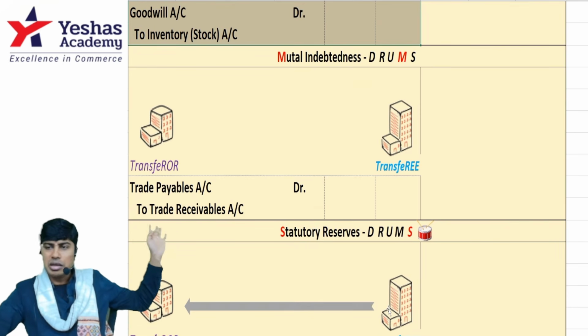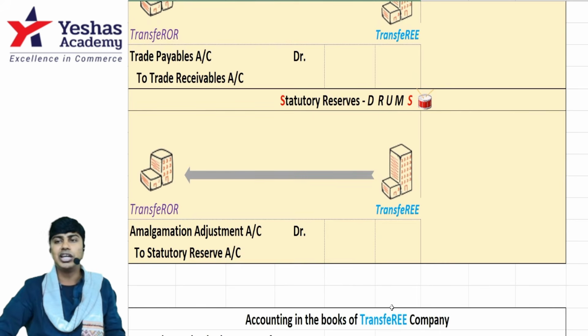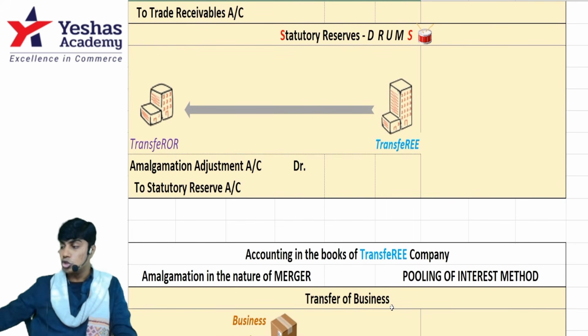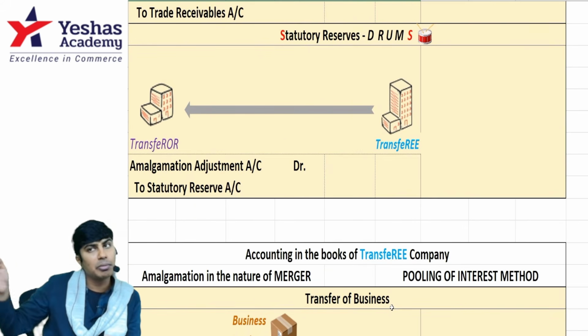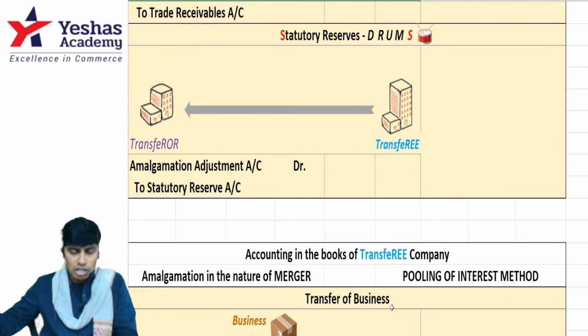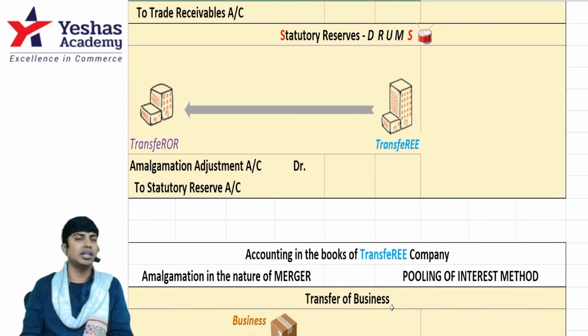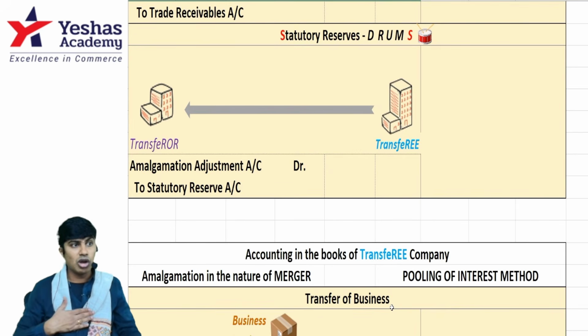Either way, debit the liability, credit the asset. Last one, statutory reserve. The reserve of the subsidiary which they were supposed to maintain under some statute or law will no longer be maintained by them because they are liquidating. So as a transferee company taking over their business, I'll take over this obligation of maintaining reserve. I will maintain reserve on their behalf.